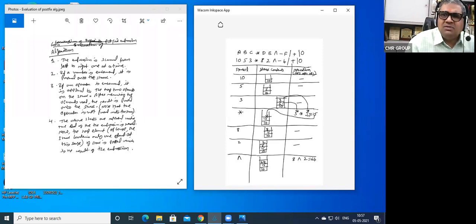And after this, the result 15 has been pushed into the stack. 8 came, 8 is an operand, it is pushed into the stack. 2 came, 2 is an operand which is pushed into the stack.